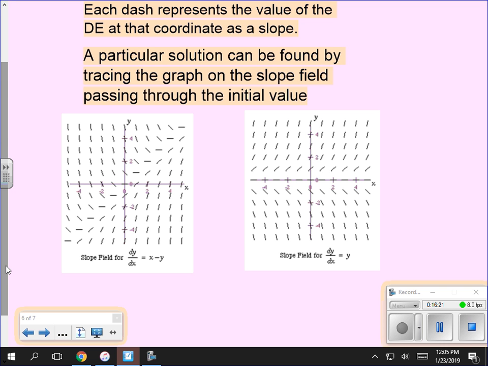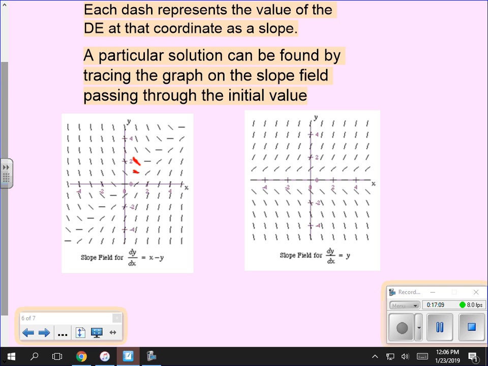So here's what you're doing. If I have a coordinate, let's say the point 1, 2 right here, I plug in 1 for x and 2 for y. 1 minus 2 is negative 1. Oh, sorry, that's the point 1, 1. So right here, what do I have? I have a slope of negative 1. So I have a little dash that has a slope of negative 1 at that coordinate. That's what a slope field is. Each one of those little slashes is the value of the differential equation represented as a line with that particular slope.